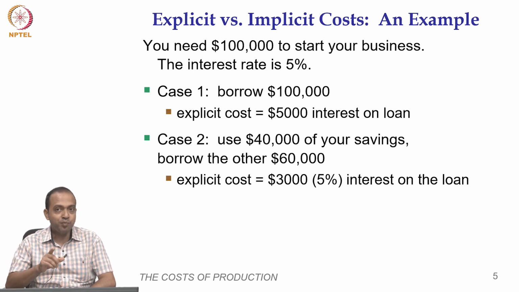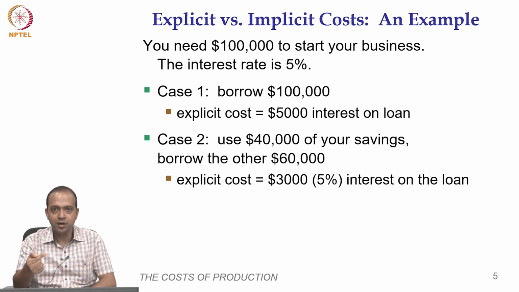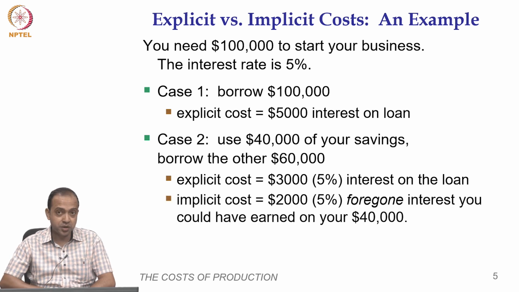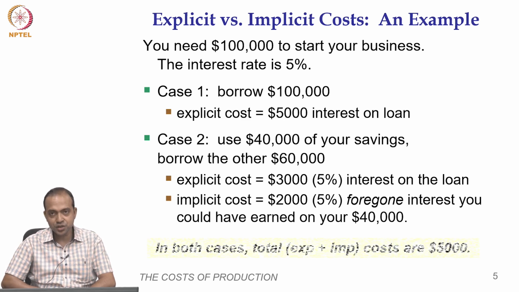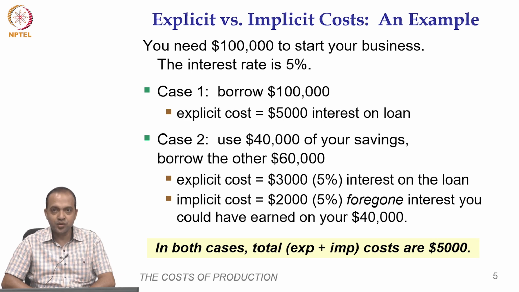But there is some implicit cost. Why? Because when you are using your own saving of $40,000 for your own business, you are sacrificing the interest that you could have earned by keeping the money in the bank. So, the implicit cost is 5% of the money you use from your saving, that means 5% of the $40,000, which is $2,000. If you add these two, the total cost is the same, $5,000 in both cases.